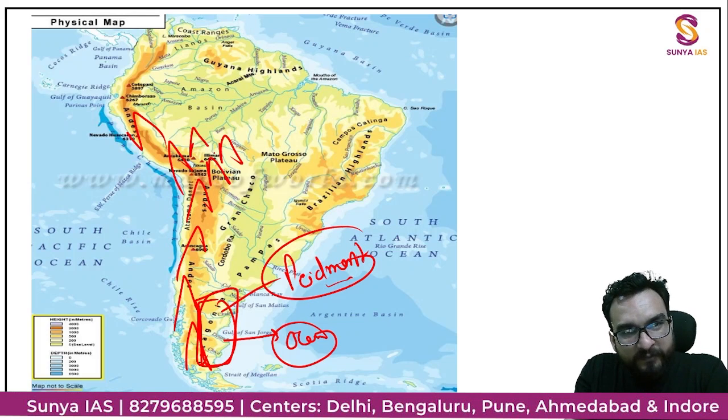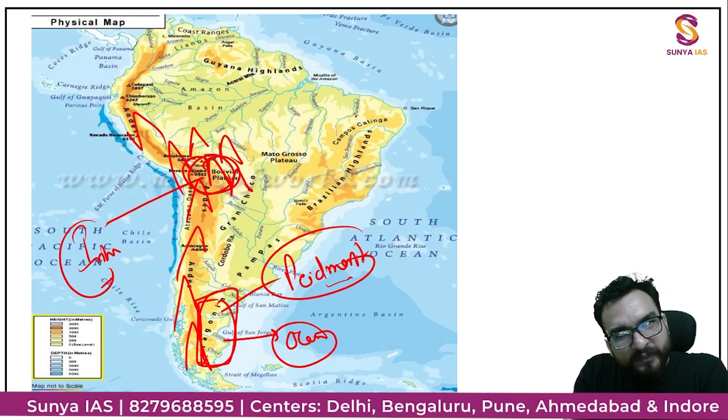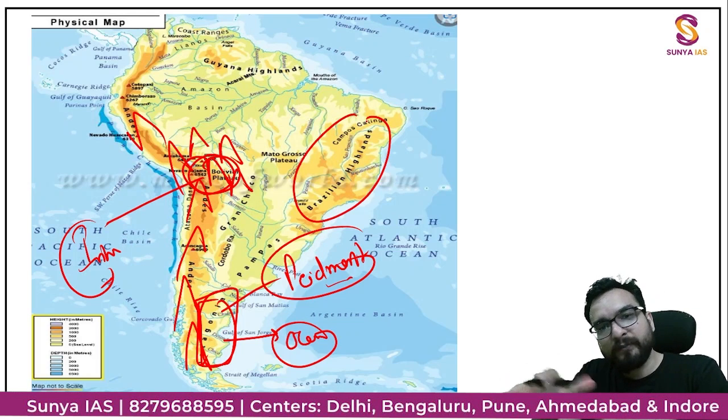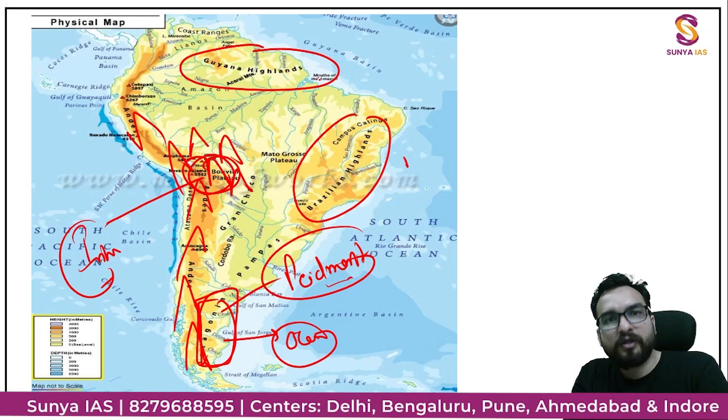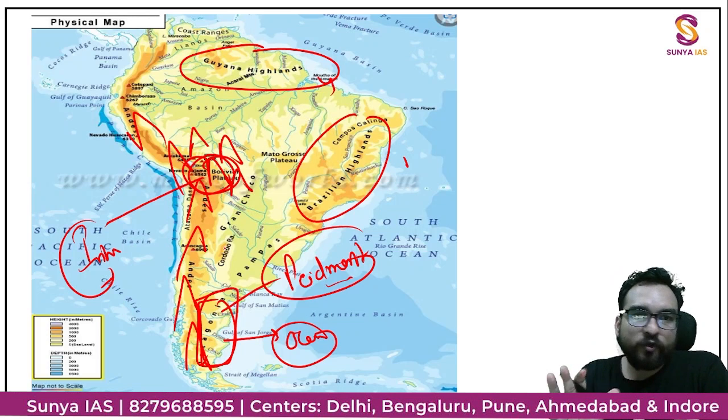Now this Bolivian plateau you will see it is surrounded by hills. This is the example of intermontane plateau. This Brazilian highlands is different, like continental plateau you can say, but it is not the example of Piedmont or intermontane, right? This Guyana highlands over here you will see. So four types of plateaus you have seen, guys, right?